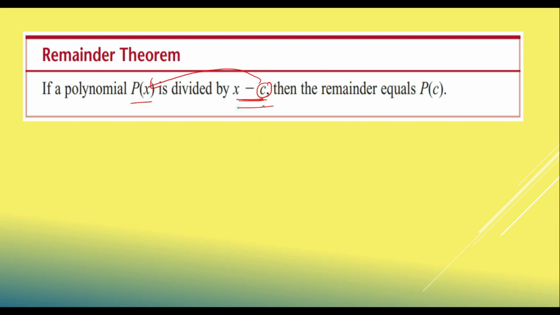It means it divides, right? And if it is non-zero, you can find the exact value. That is the remainder when you substitute the c in this p.